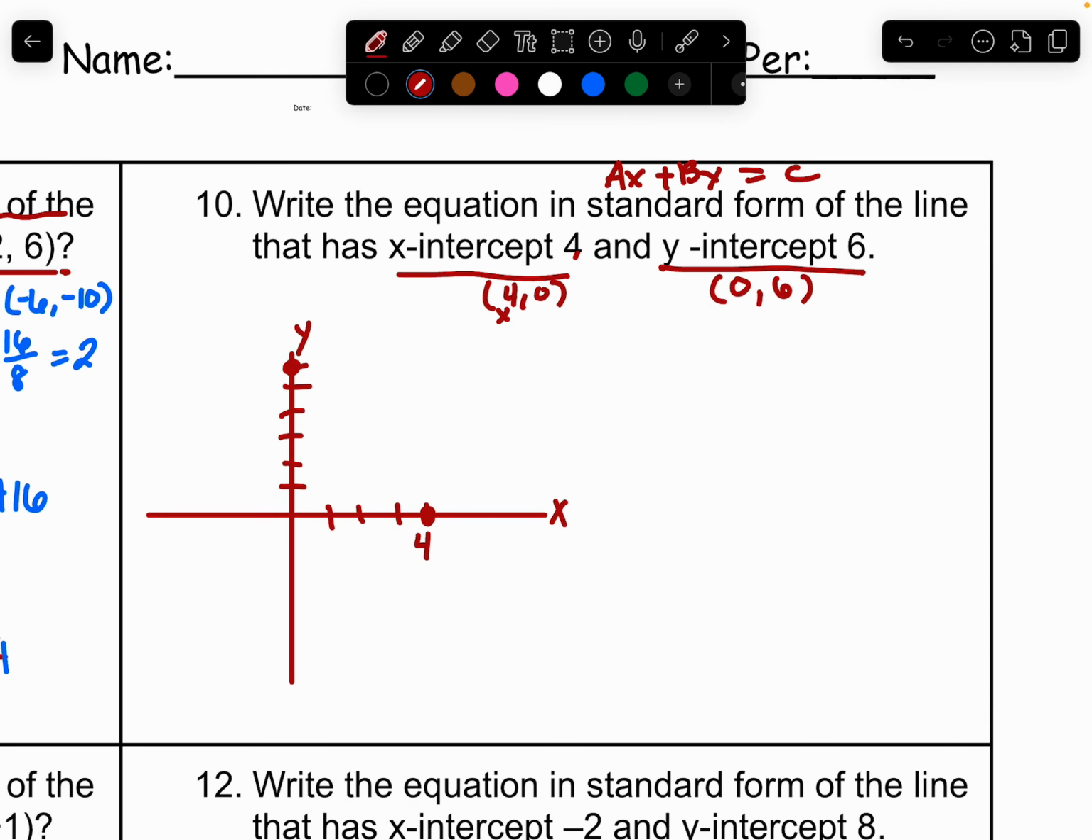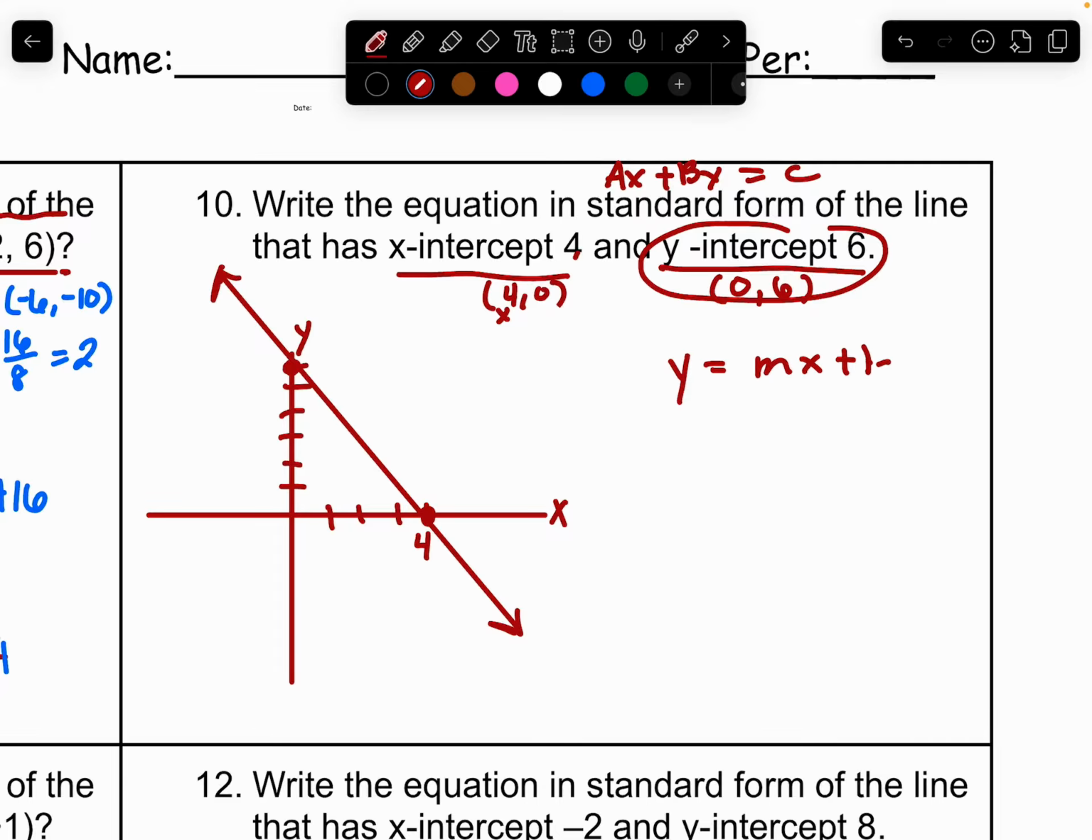And it says write it in standard form. So all you do is connect the dots here. You know your y-intercept, so you can write it as y equals mx plus b. Our y-intercept is the b, which is 6. My slope, just rise over run, since it's a negative slope, it's going down. So you just go 1, 2, 3, 4, 5, 6. So it's going to be -6.